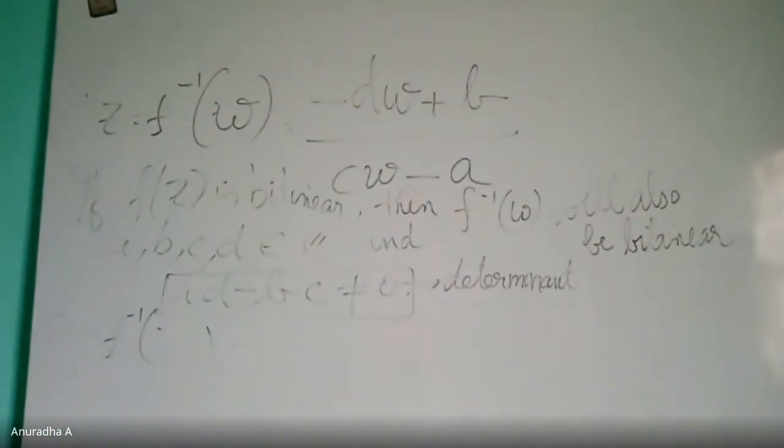Minus dw plus b by cw minus a. And the next point is, if f of z is bilinear, then f inverse also will be bilinear. These are all for MCQ. Please make a note and keep all these 6 to 7 points, whatever we have written.